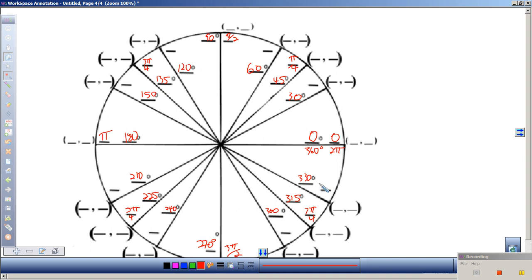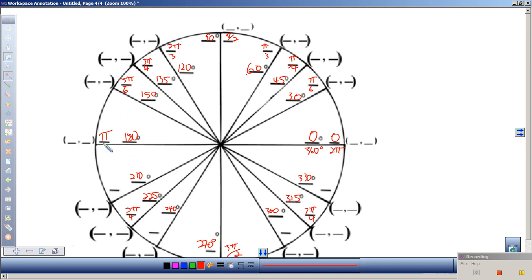Now, what is 30 degrees in radians? Pi over 6. Let's count by pi over 6 going around. 2 pi over 6 simplifies to what? Pi over 3. Everybody see that? Then we have 3 pi over 6, which is pi over 2. And 4 pi over 6, which is 2 pi over 3, and then 5 pi over 6.